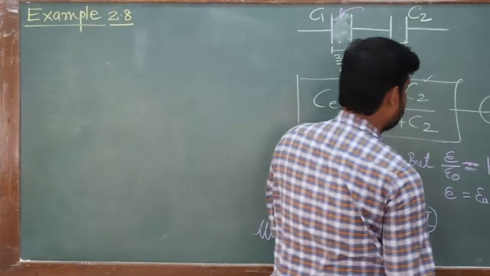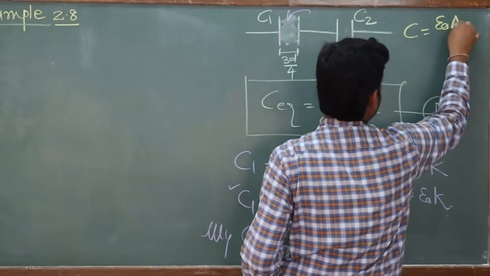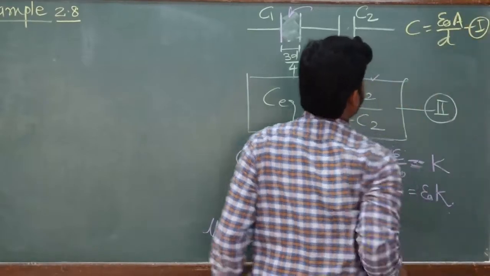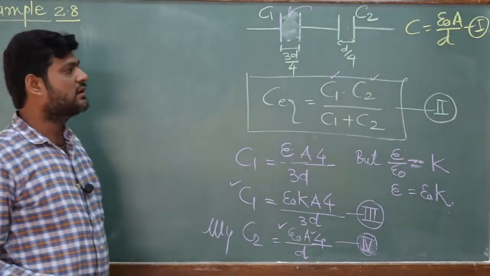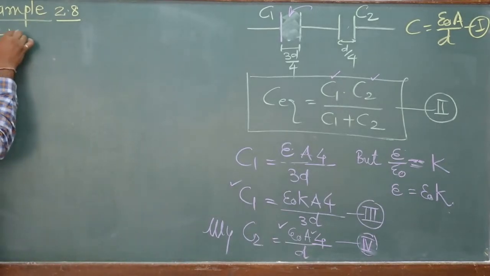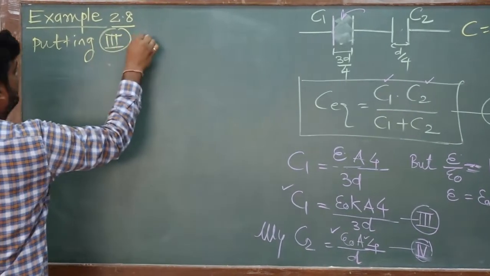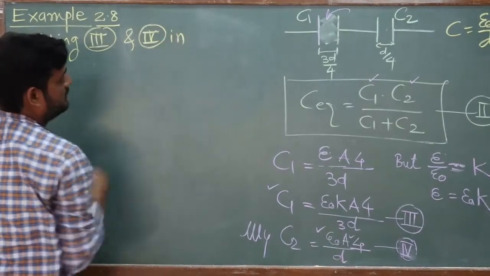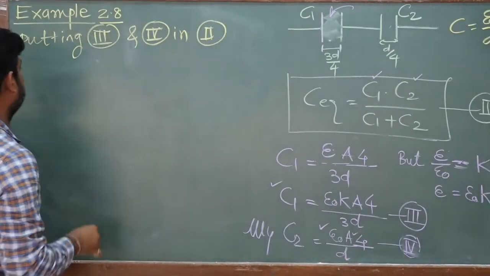See, we are writing over here equation number 1, C equal to epsilon 0 A by D. This is equation number 1, when the air medium is present between the two plates of the capacitor. Putting 3 and 4 in 2, what we will get?